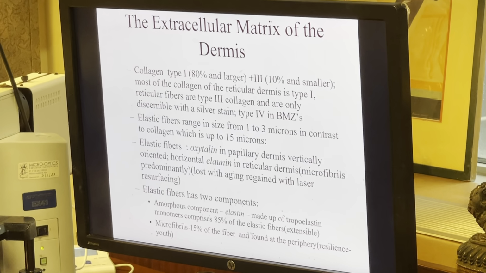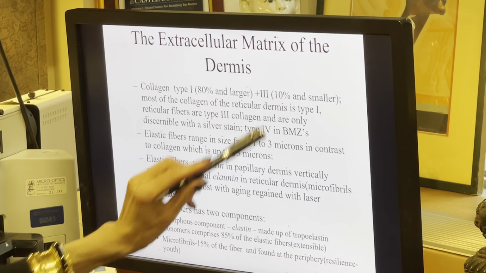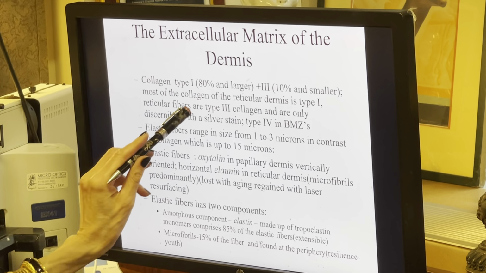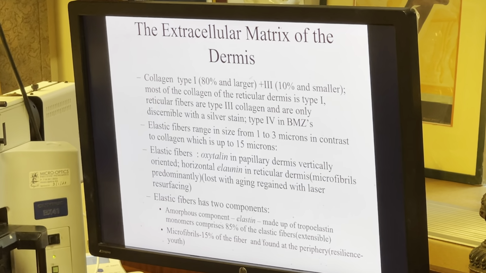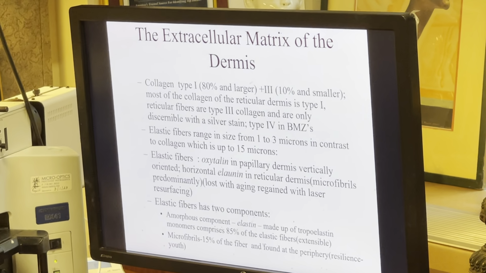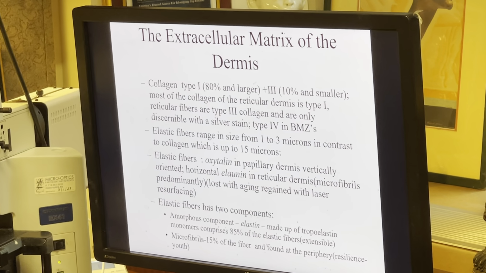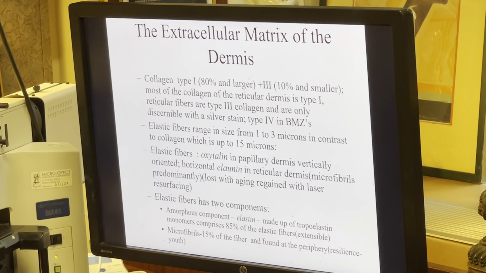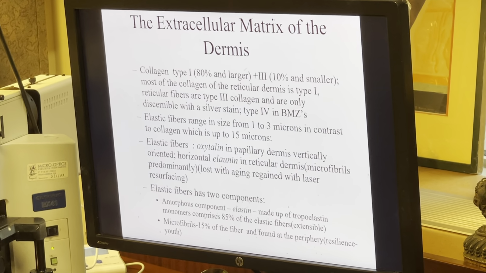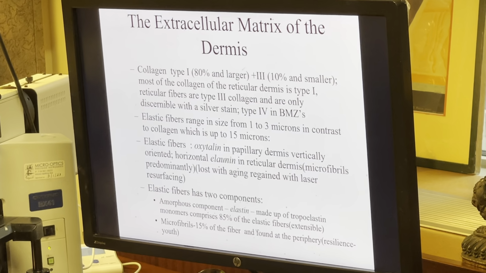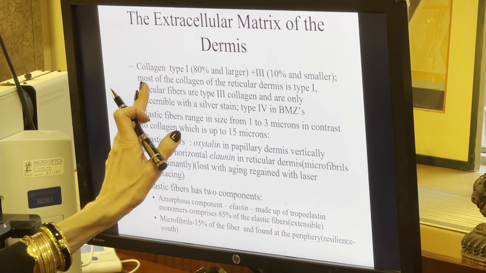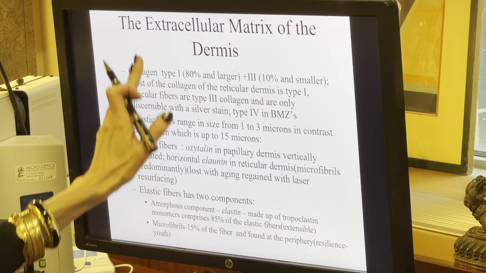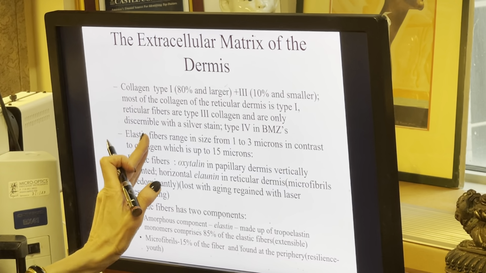About 10% of the dermis is composed of type 3 collagen, or the so-called reticular fibers. Type 4 collagen is basically found in basement membrane zones, the basement membrane zone of the epidermis, and basement membrane zones of the microvasculature of the dermis. Now, the other component of the dermis, over and above the collagen, are elastic fibers.